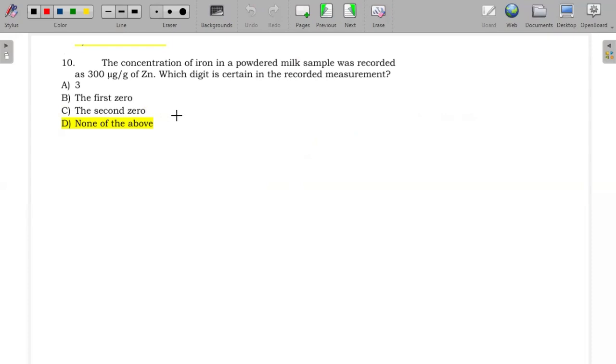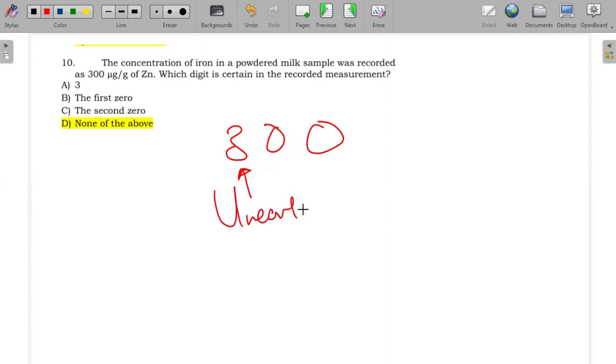Okay, another one. Here this one is the same as that one for 800. So we have 300 here, and they're asking which digit is certain. There's no certain digit here because this one is the only significant figure. So it acts as the last significant figure, which means it is uncertain. So there's no certain digit here. I hope you've gotten that concept.